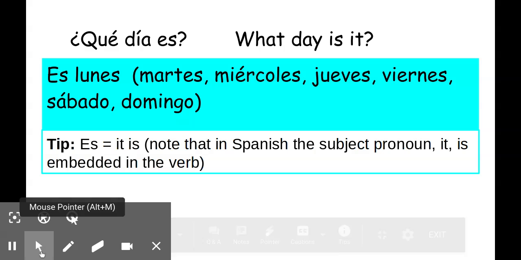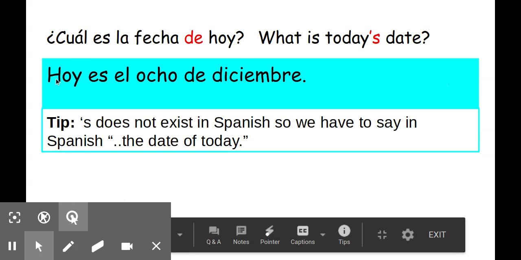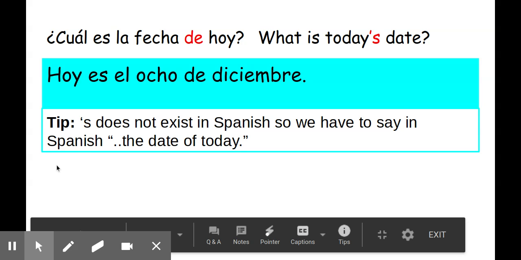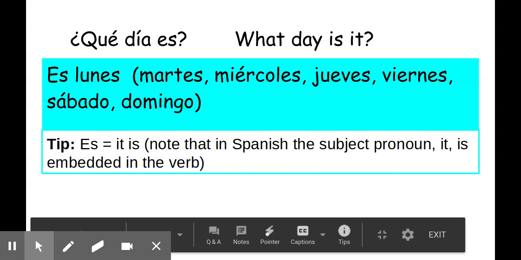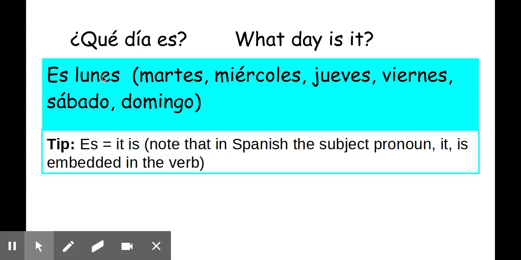Please note that the S here is the verb, is, and within that is the subject pronoun it embedded. So it is Monday. Es lunes.